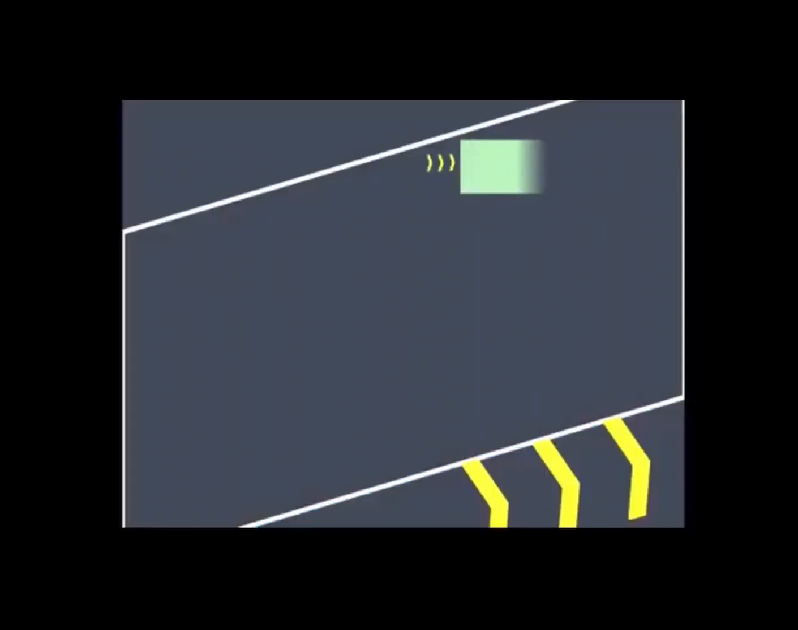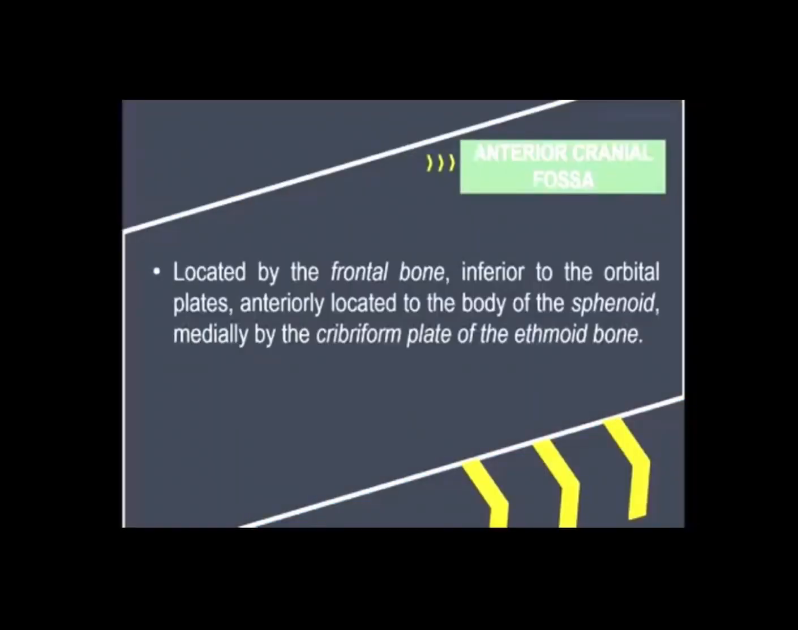Next, we are to discuss the anterior cranial fossa, which is anterolaterally formed by the frontal bone, inferior to the orbital plates, anteriorly related to the body of the sphenoid, medially by the cribriform plate of the ethmoid bone, and is posteriorly bounded by the lesser wing of the sphenoid bone.